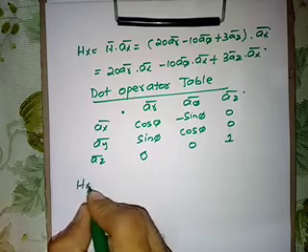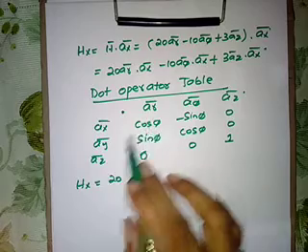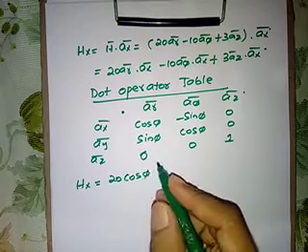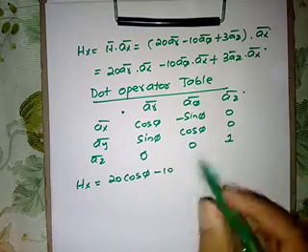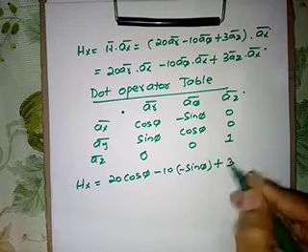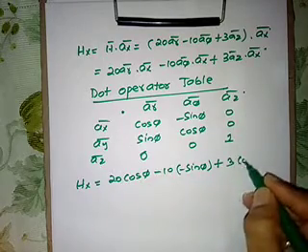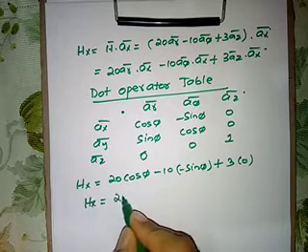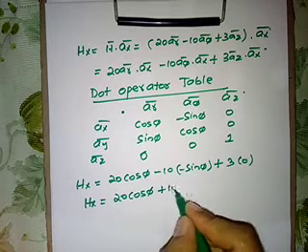So hx is equal to 20 ar bar dot x bar. Ar bar dot x bar is cos phi, so this will be 20 cos phi minus 10 a phi bar dot ax bar. A phi bar dot ax bar is minus sin phi. So this is minus sin phi, right? Plus 3 into az bar dot x bar. Az bar dot x bar, or ax bar dot az bar, is 0. So this is nothing but hx is equal to 20 cos phi plus 10 sin phi.